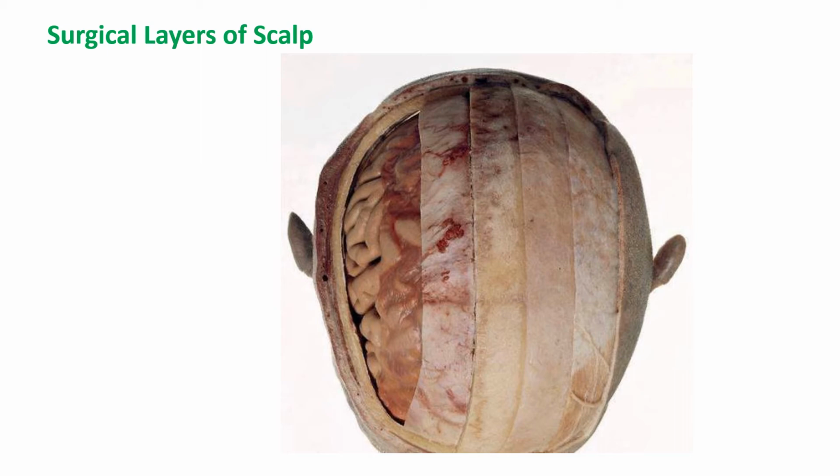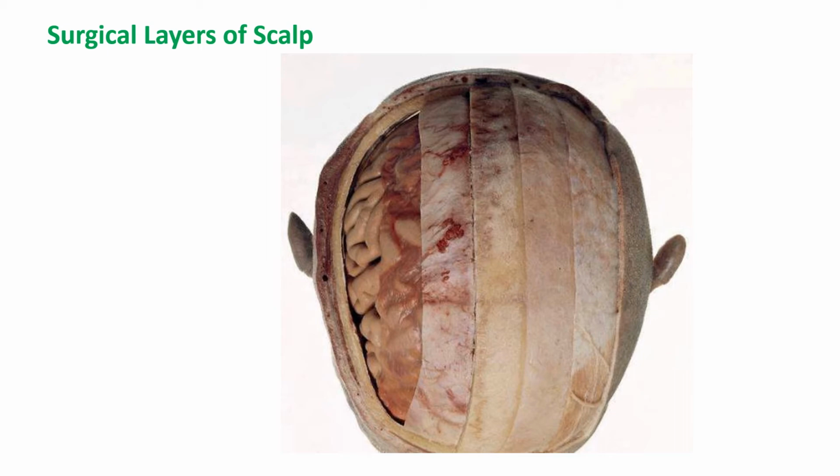Number 2, if there is injury and the scalping takes place or the avulsion takes place, suppose the hair gets caught in some machinery, it's horrible, and the scalp gets avulsed, so what will happen? These three layers, these surgical layers of the scalp, the layer 1, the layer 2, and the layer 3, tend to move together.